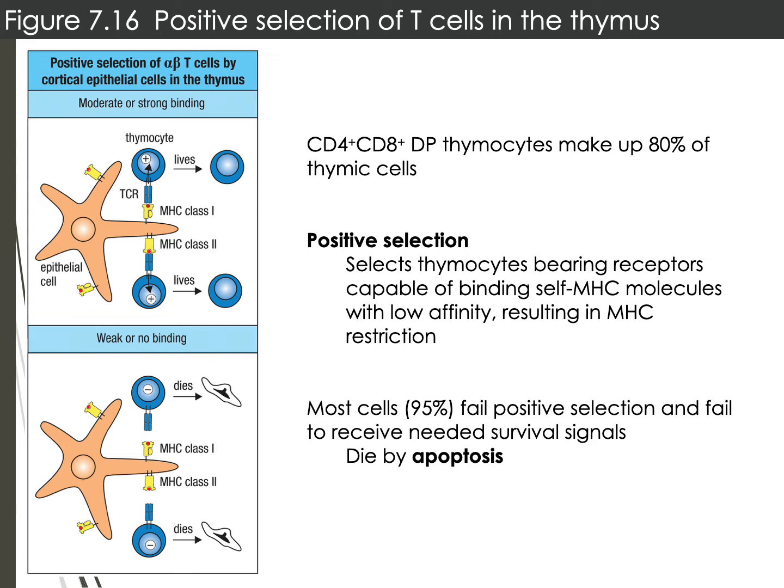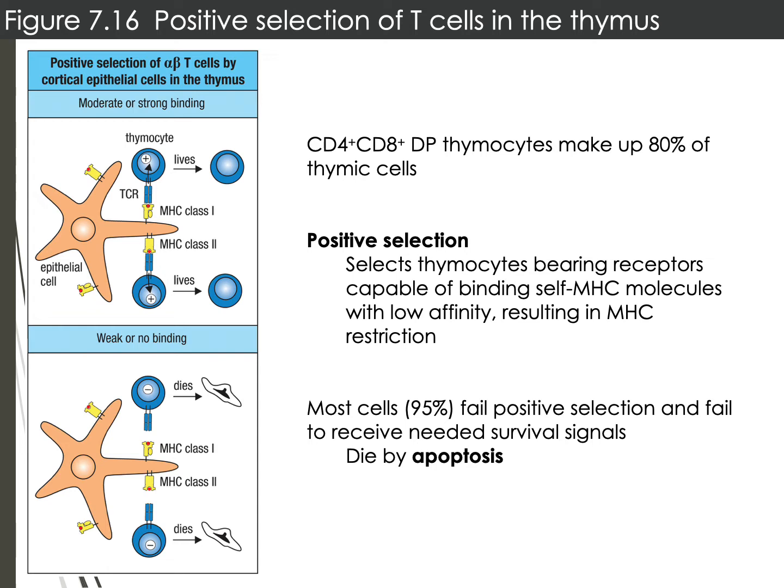So when we're talking about positive selection, that is when the T cell is checked to make sure its receptor can interact with an MHC. Okay. And again, this is going to occur when the cell is double positive, meaning it is positive for CD4 and CD8. So they're referred to as DP thymocytes. And this is actually what makes up the majority of the thymocytes that are in the thymus, are in this double positive state.